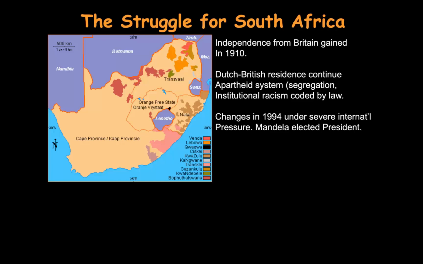When we get to 1994, that's where we get to the stories of President Mandela claiming more rights for the people of African descent there in South Africa.